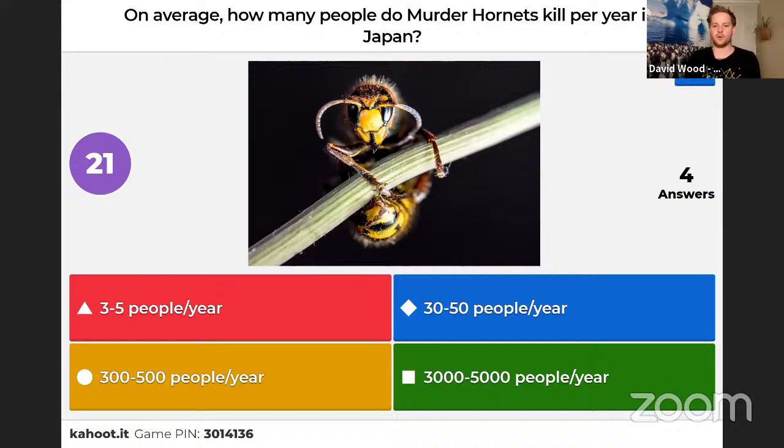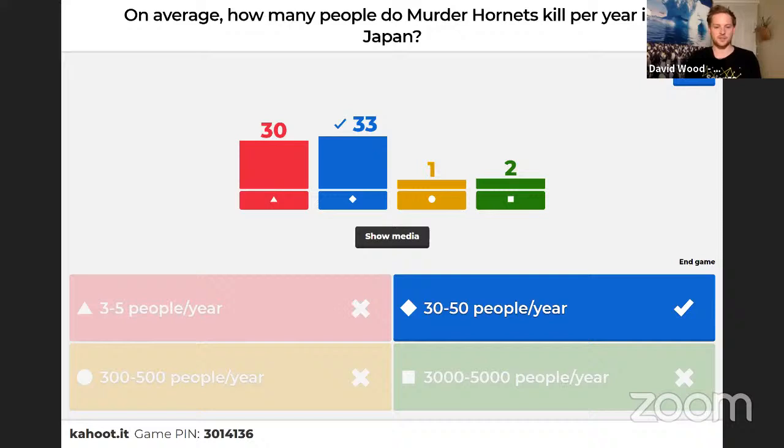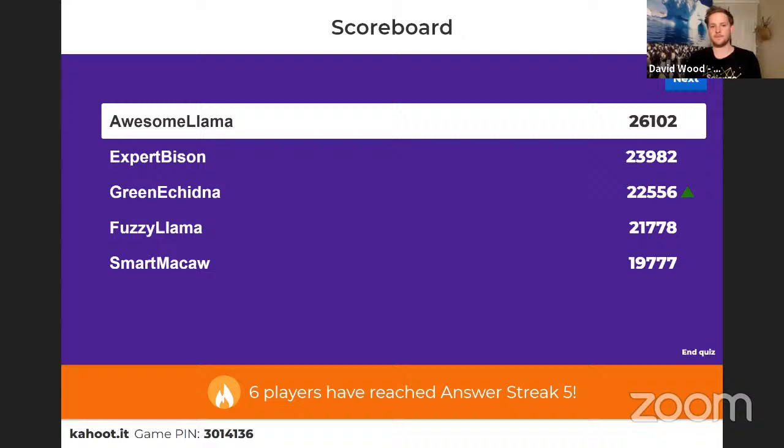So murder hornets or the Asian giant hornet, how many people per year do they kill on average in Japan where they are a native species and have bees that can handle them? 3 to 5, 30 to 50, 300 to 500, or 3,000 to 5,000 people per year. It was the second option, 30 to 50 people per year in Japan that die from murder hornet stings, their venomous stings, those vespids. So our next question, well done, awesome llama, still in first place.